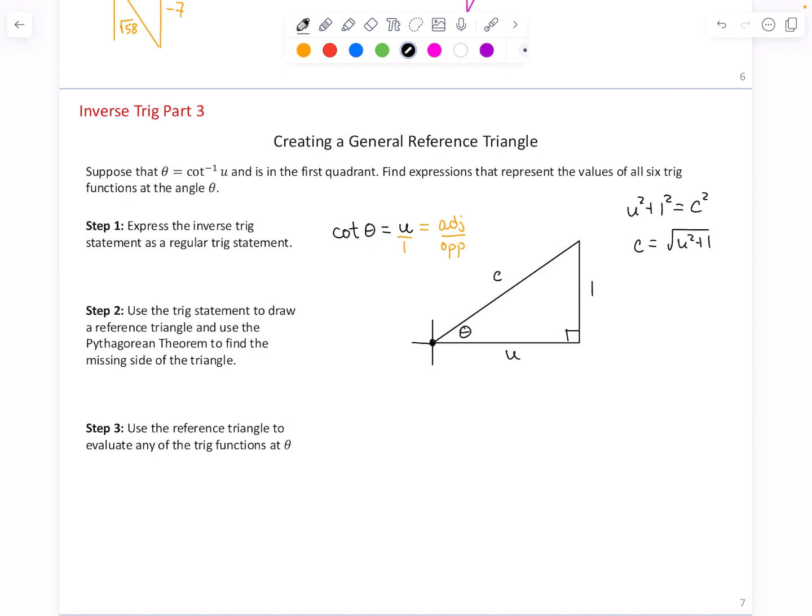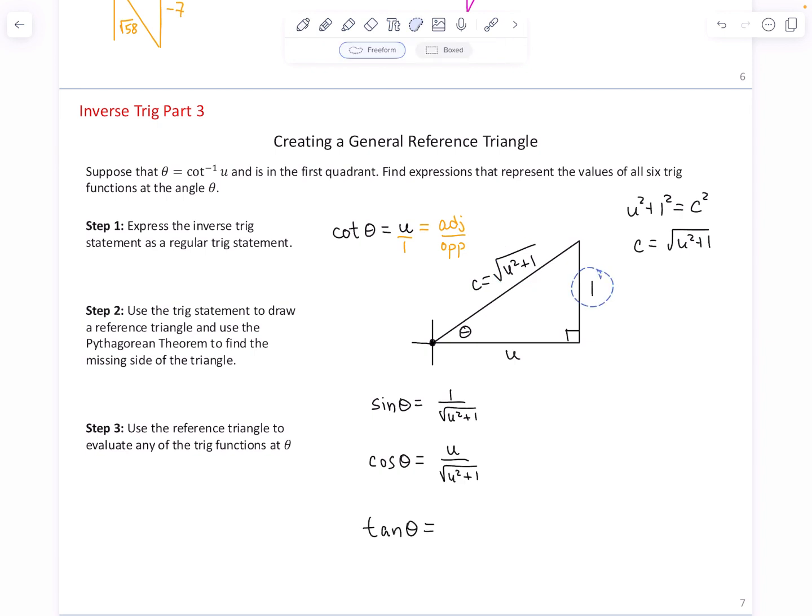Make sure you do not simplify this by square rooting the u squared and 1 separately. Some students will say that this is equal to u plus 1. That's a big no-no. So this completes our reference triangle, and now we can do step 3. Use the reference triangle to evaluate any of the trig functions at theta. So sine of theta will be opposite over hypotenuse, which will give us 1 over the square root of u squared plus 1. The cosine of theta will give us adjacent over hypotenuse, so u over the square root of u squared plus 1. The tangent of theta will give us opposite over adjacent, giving us 1 over u.